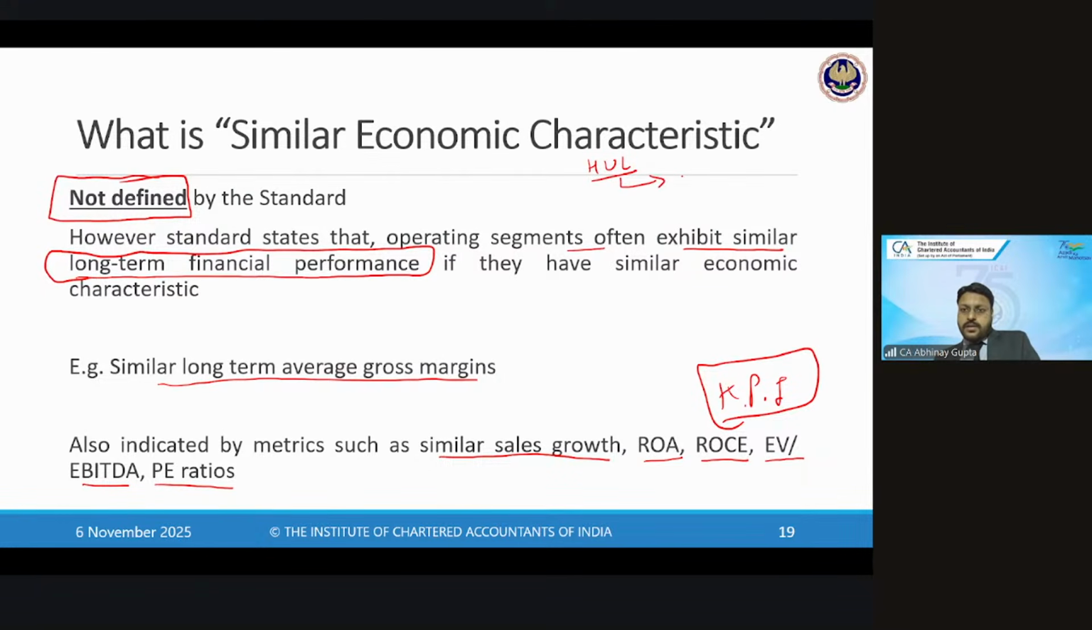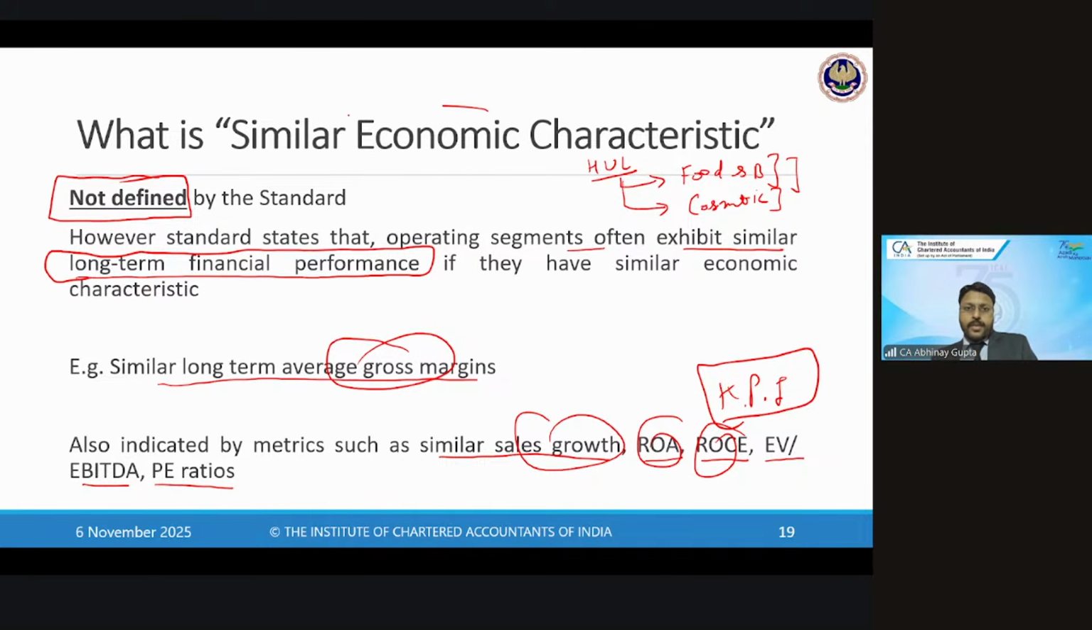HUL was having a business segment, for example, food and beverages, right? And HUL was having another business segment, for example, say cosmetic, right? So food and beverage and the cosmetic are two different items. Yes, but if long-term gross margins, sales growth, return on assets, return on capital employed match, then management can think of clubbing these two basis on these economic characteristics.